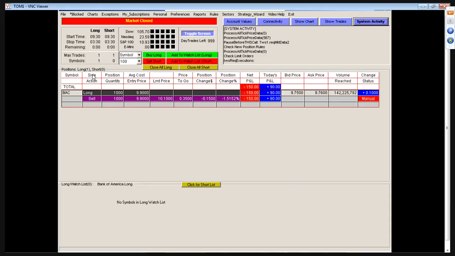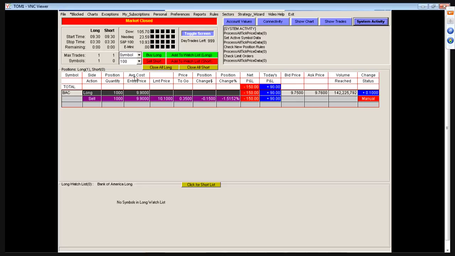Thank you, Ed. So the side here tells us which side we're on. We're on the long side. And the action that we're looking for is to sell that stock. So the position is 1,000. We have 1,000 shares of Bank of America, and the quantity is 1,000. If we had multiple levels of Bank of America, it might say we have 3,000 shares, and then there would be three 1,000-share limit orders down below.